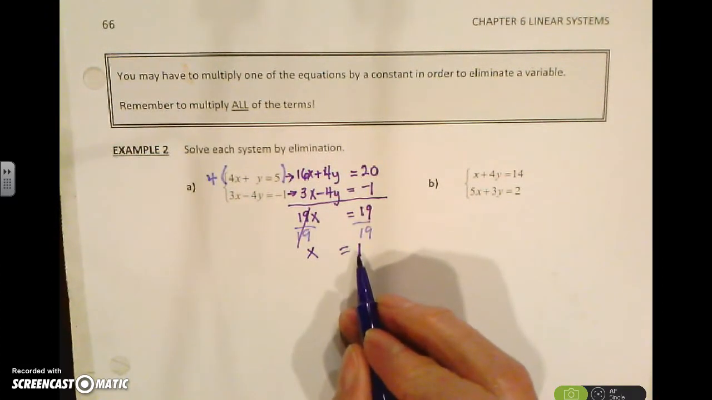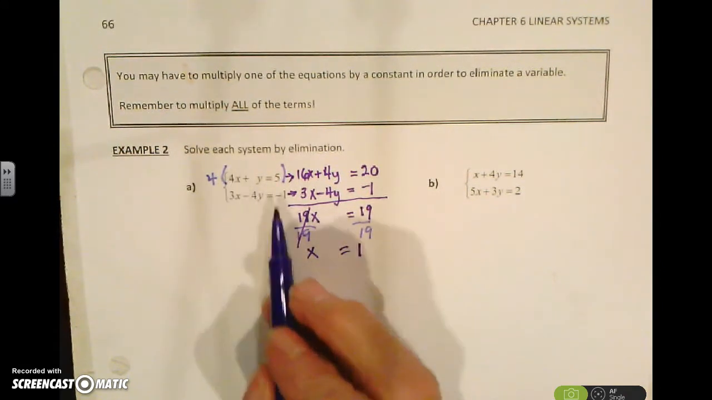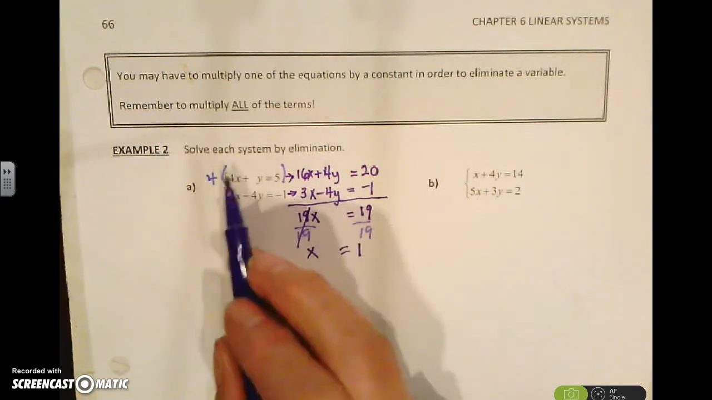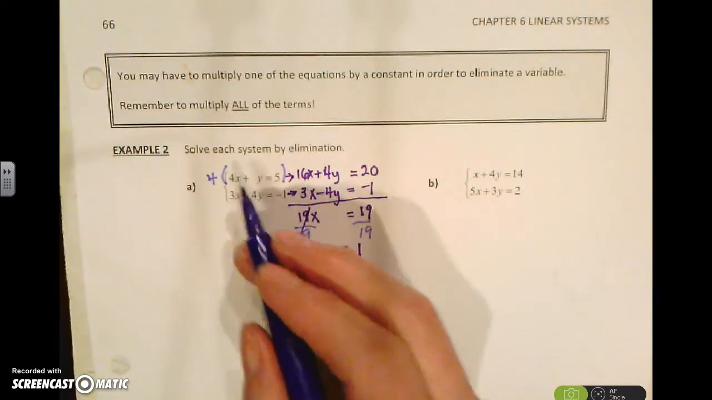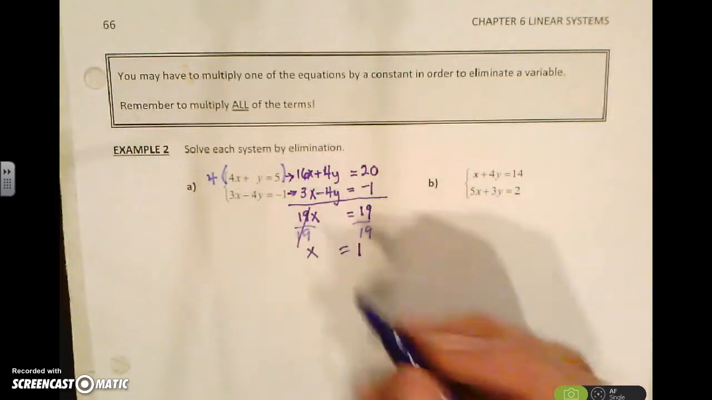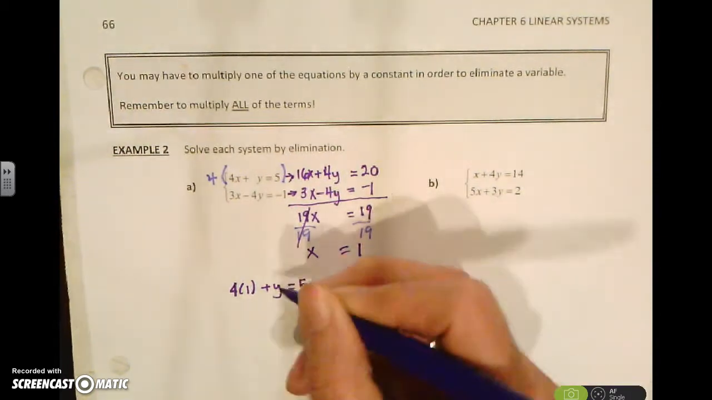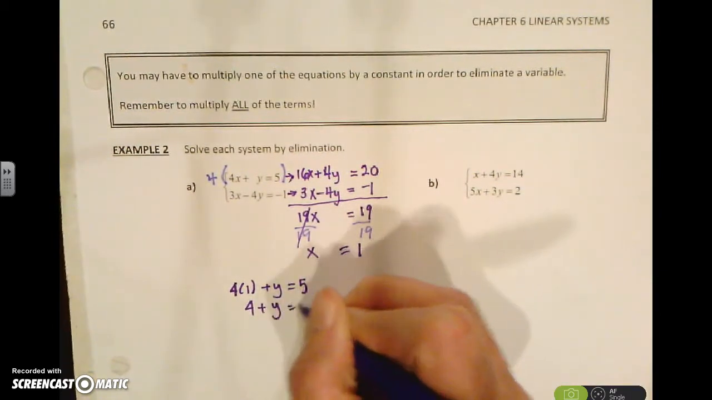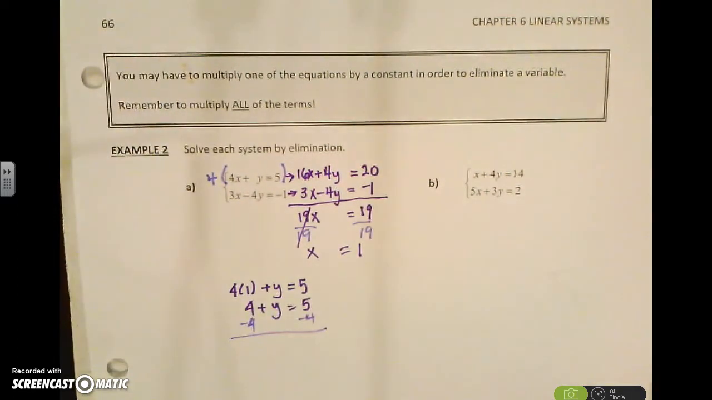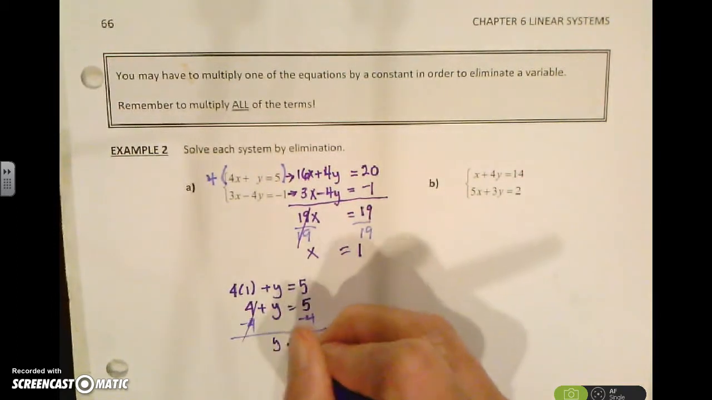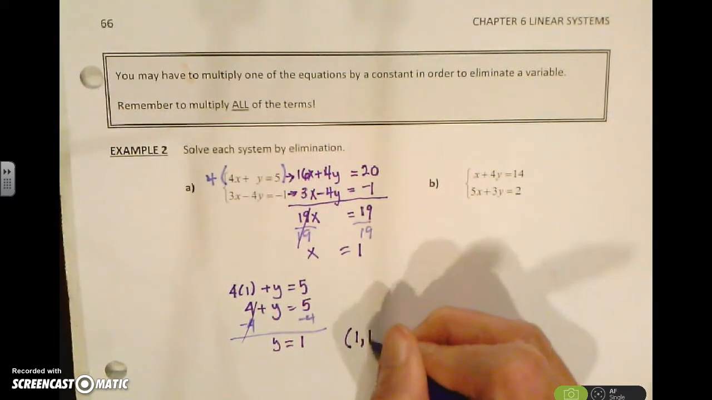So I'm going to take my 1 and I'm going to plug it in for x, and it doesn't matter which of these I plug into. I'm going to plug it in over here before I changed anything, so back to an original. It doesn't matter, but their numbers are smaller. So I'm going to take my 1, I'm going to put it in for x. So I'm going to have 4 times 1 plus y is equal to 5. So that's 4 plus y is 5. So then I'm going to subtract 4 from both sides, and I'm going to get y is equal to 1. So at this point, my solution appears to be 1, 1.